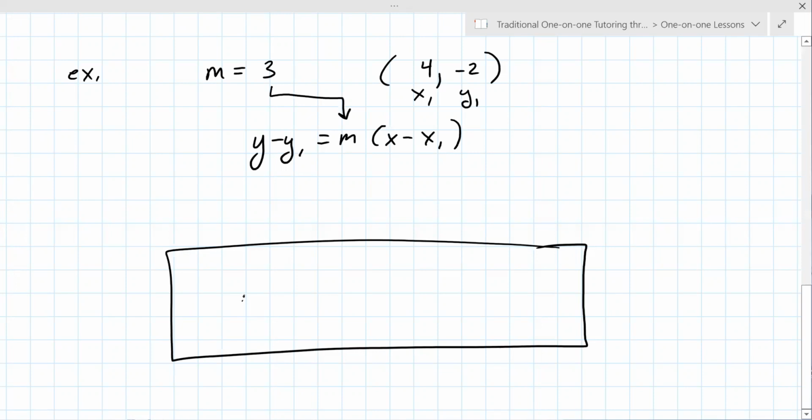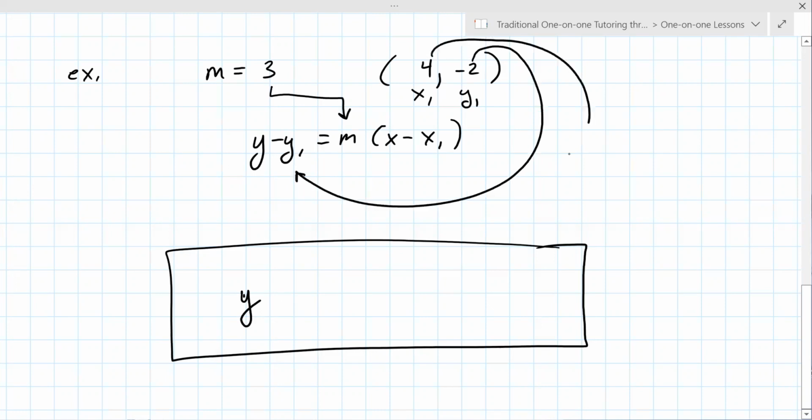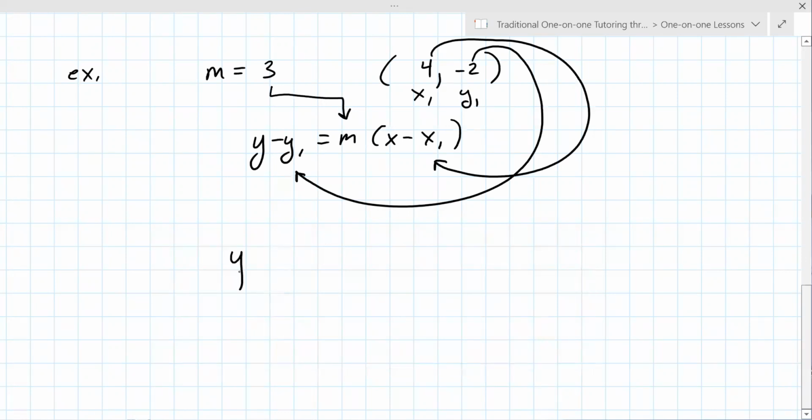Oh, it is 4 plus. Nope. It's got to be y first, because you're putting the numbers in for y1 and then you're putting the numbers in for x1. So y plus 4. Nope. y1 is -2. Okay, so it's y minus -2.